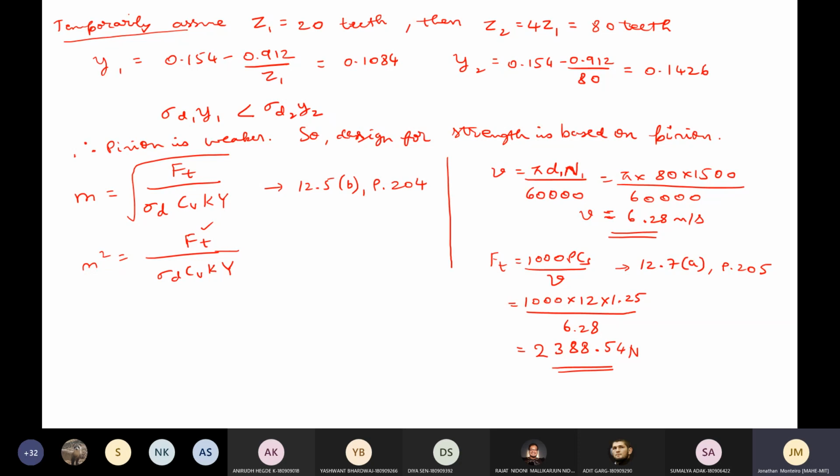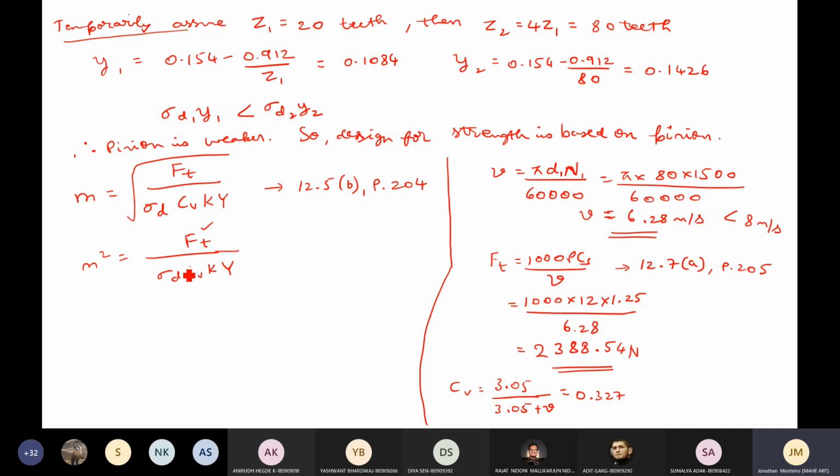Can we find out what is CV? Yeah, CV we can find out. Since V is known, CV we can find out. Okay, CV is 3.05 by 3.05 plus V, because this is less than 8 meters per second. You can use the 12.6 series of equations and find this to be 0.327.